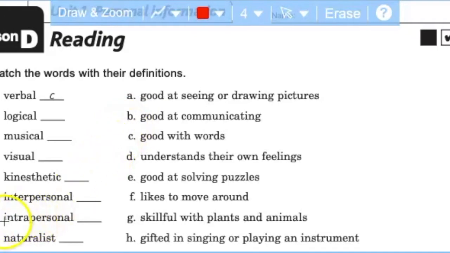Number 7, intrapersonal, the answer is D, understands their own feelings. And number 8, naturalist, the answer is G, skillful with plants and animals. So hopefully you guys did really well with this because you've done this before, but if you haven't and you need to take the test again, it's fine. No one will know, so feel free to practice this as much as you'd like.